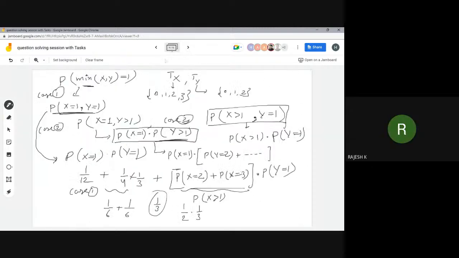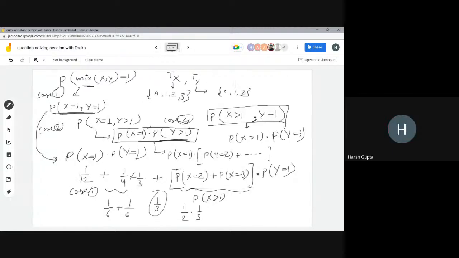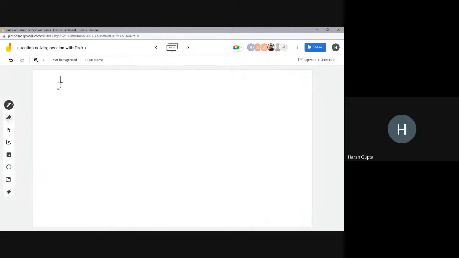Now, in the same problem, there are a lot of subparts of this question. I have explained this minimum one. Can anyone tell the steps of solving this one? Max of x comma y equal to 1.